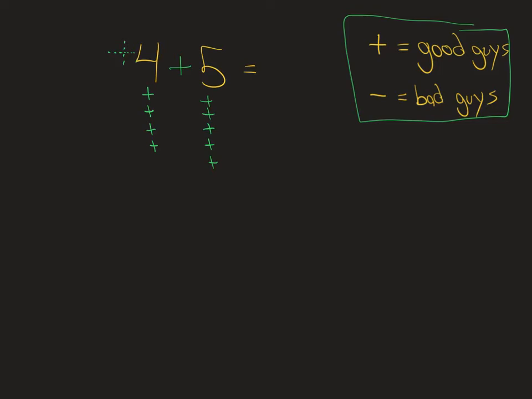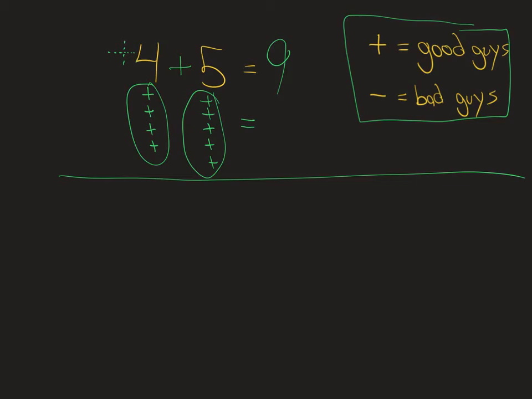Okay? So this would be a way, with all these pluses, to show what's going on in this problem. And it makes it really simple to get the answer. 4 pluses combined with 5 more pluses gives us a total of 9 pluses. Very simple, very straightforward. Likewise, what if we did this?